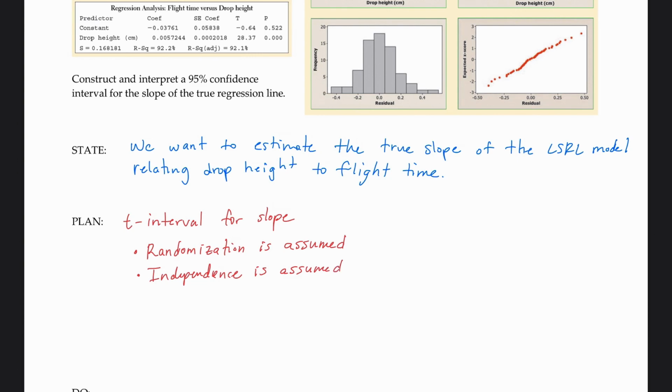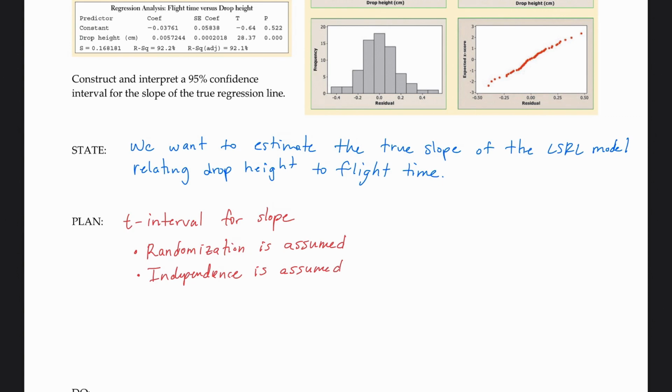This is a scenario where it doesn't really make sense to say less than 10% of the population, because the population is like dropping helicopters, and that's not a population you're polling from. The less than 10% is important when you're sampling without replacement. Here, these are just individual trials, and so it's fair to assume that each trial is independent, because each paper helicopter is only being used once. They were randomly assigned, so it's fair to assume that.